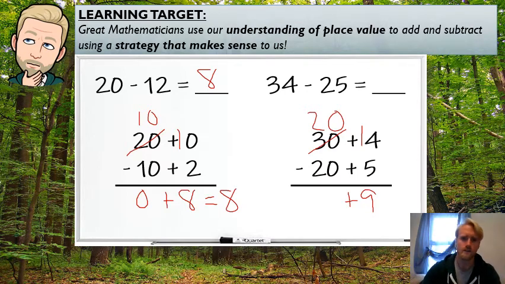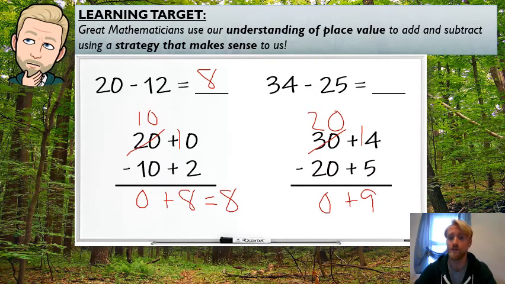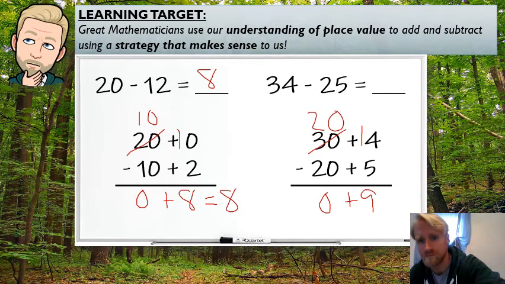And then lastly, 20 minus 20 is 0. So 34 minus 25 equals 9.